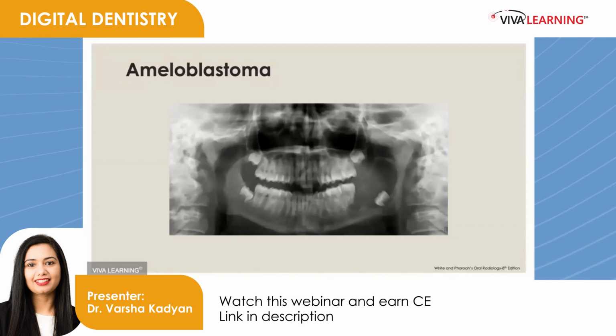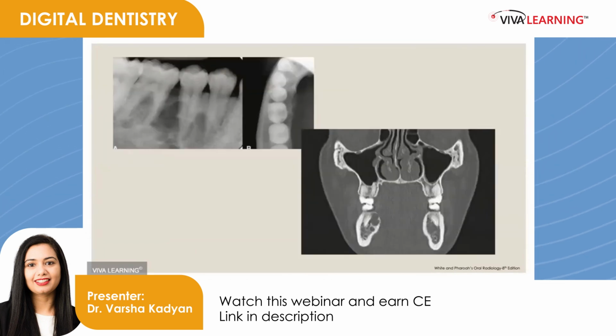So this panoramic radiograph here shows a large unicystic ameloblastoma developing in the left posterior mandible, causing expansion of the mandibular body and ramus all the way up to the sigmoid notch. And as you can also see, it has caused the inferior displacement of the inferior alveolar nerve canal on the left side.